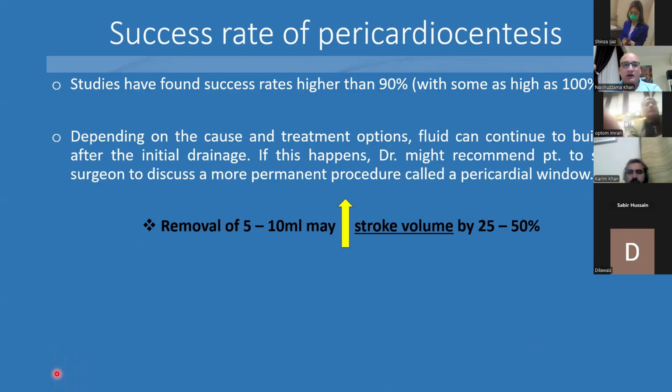Depending on the cause and treatment options, fluid can continue to build up after the initial drainage. If this happens, the doctor might recommend the patient see a surgeon to discuss a more permanent procedure called a pericardial window, if it is taking place again and again. Removal of 5 to 10 ml may increase the stroke volume by 25 to 50%. That is a very good outcome.